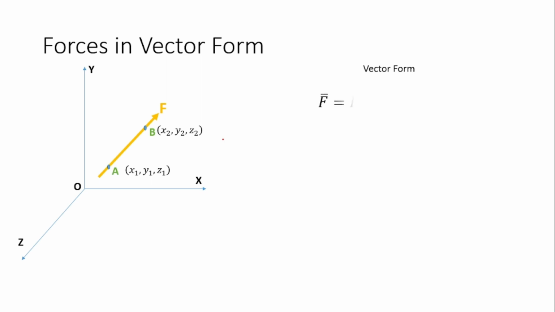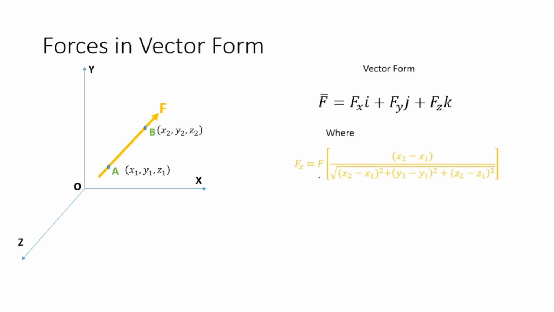Now we'll see how to convert this force into vector form. The basic vector form of any force is equal to Fx i plus Fy j plus Fz k, where i is related to the x-axis, j is related to the y-axis and k is related to the z-axis. Now we'll find the value of Fx. Fx is nothing but the magnitude of the force times (x2 minus x1) divided by the square root of (x2 minus x1) squared plus (y2 minus y1) squared plus (z2 minus z1) squared. So this formula will give you the value of Fx.